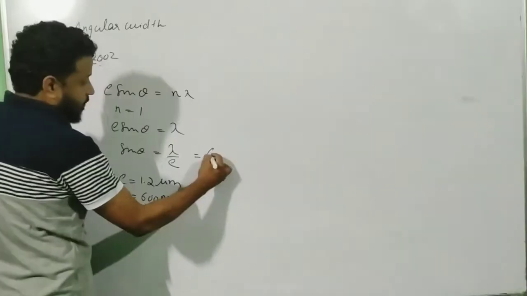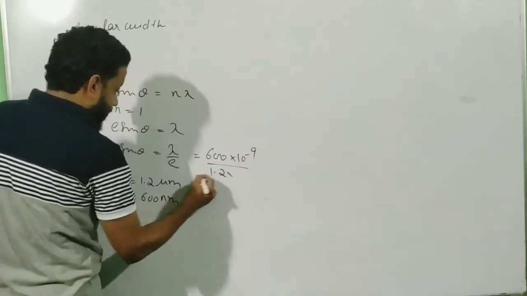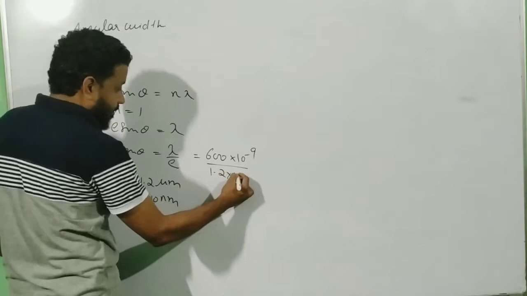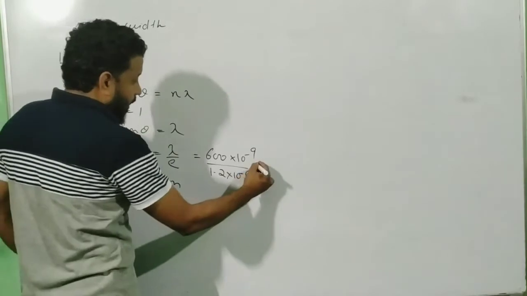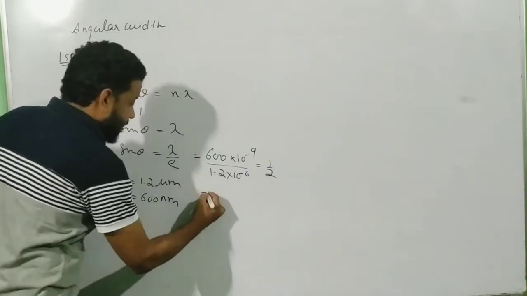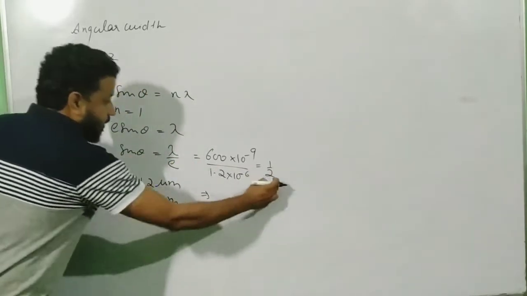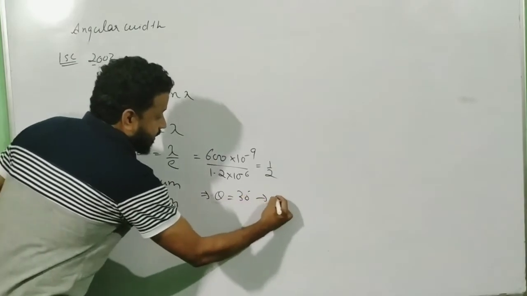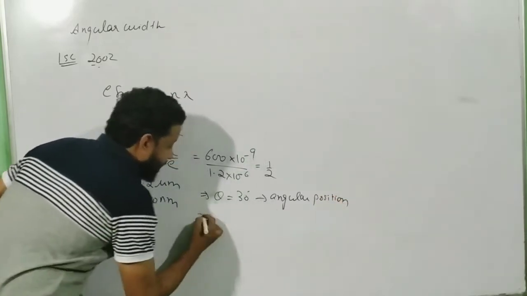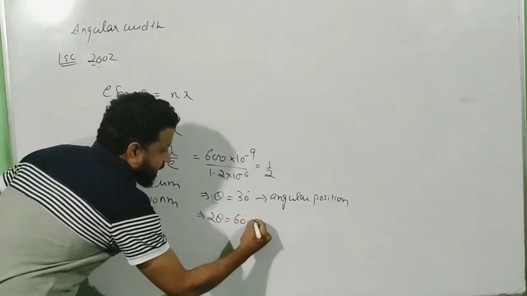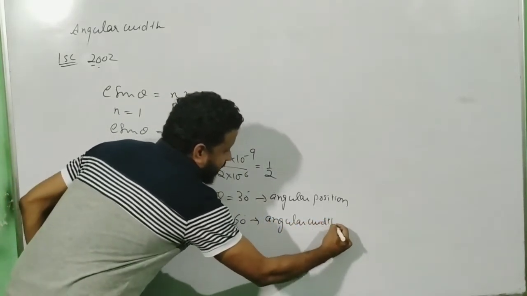Then we put this in the formula: 600 into 10 power minus 9 divided by 1.2 into 10 power minus 6. Then you do the simplification and you will get this as half. So sin theta equals half, which means theta equals 30 degree. This is the angular position. Double of this, 2 theta equal to 60 degree, is your angular width.